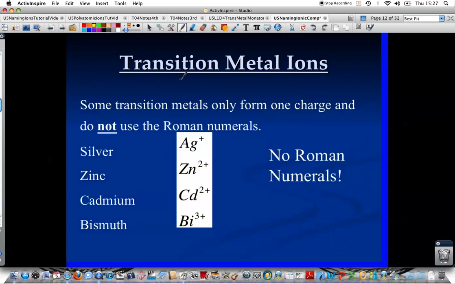Now there are some transition metals that only form one charge and they don't use Roman numerals. For example, silver, zinc, cadmium, and bismuth. Those are your most common ones that you're going to see. So we don't use Roman numerals with those, and so you just have to memorize that list.